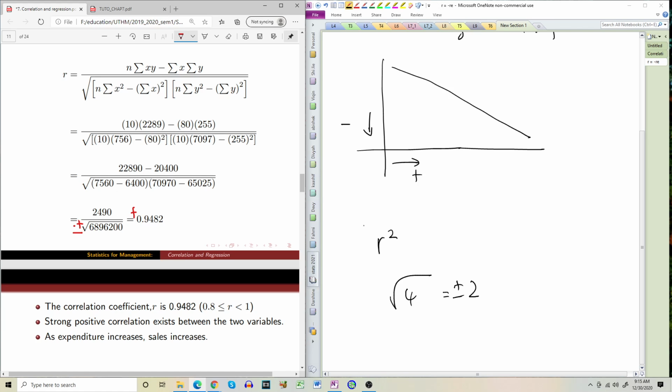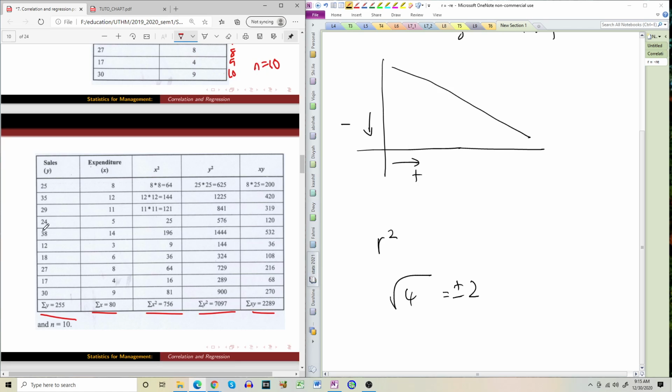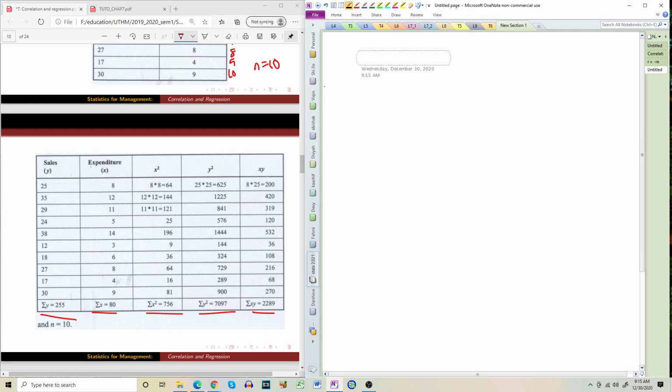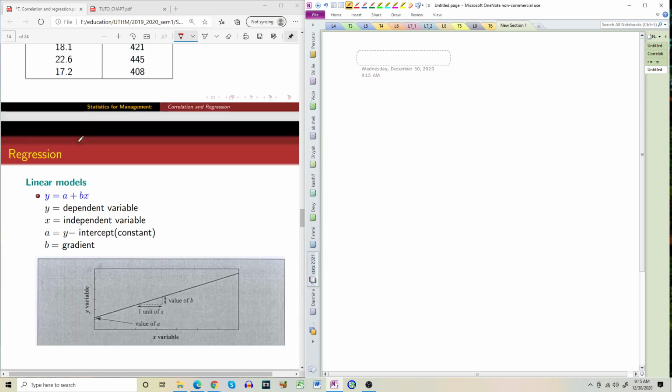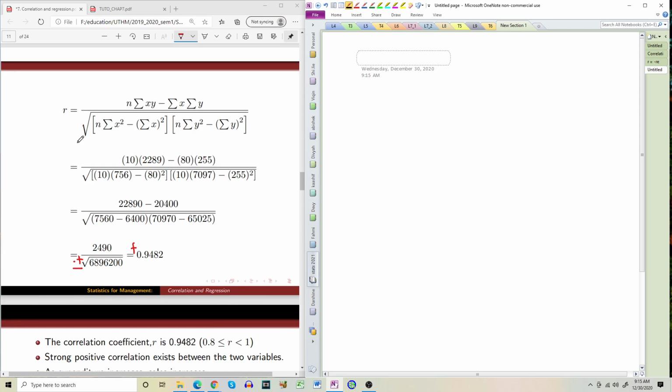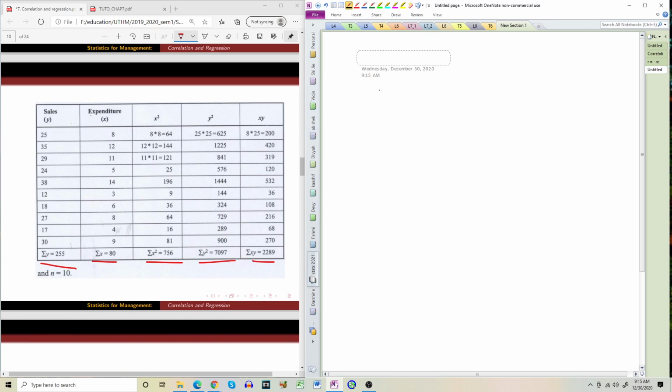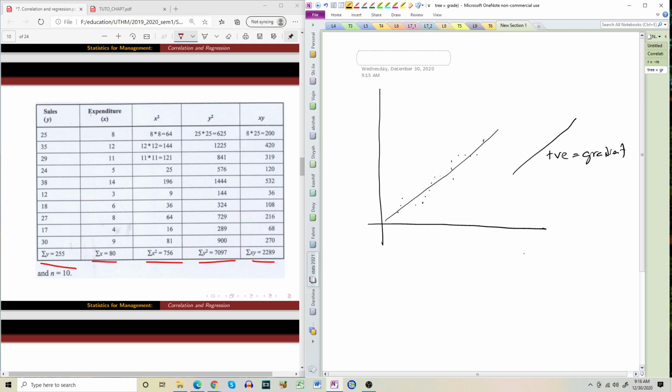Why? Because if you plot this data, you can try later. Did I plot this anywhere? No. If you plot this data here, your plot will go upwards. You can see a line going upwards. When it moves upward, remember the gradient is positive. If it goes downwards, then the gradient is negative.